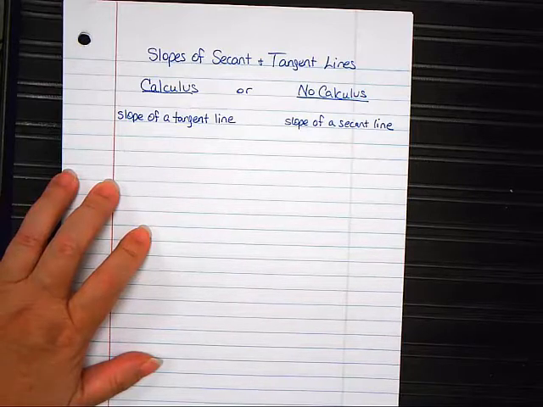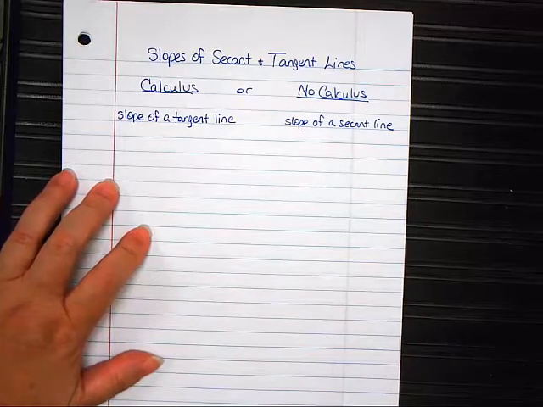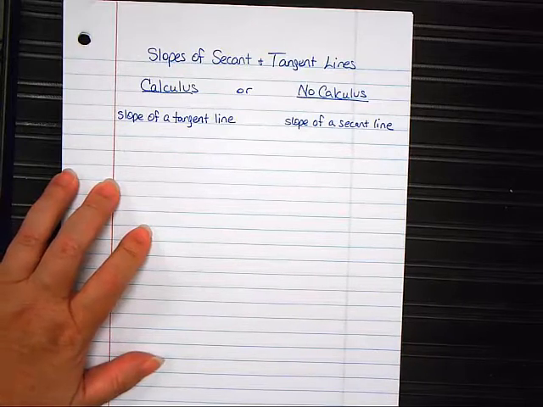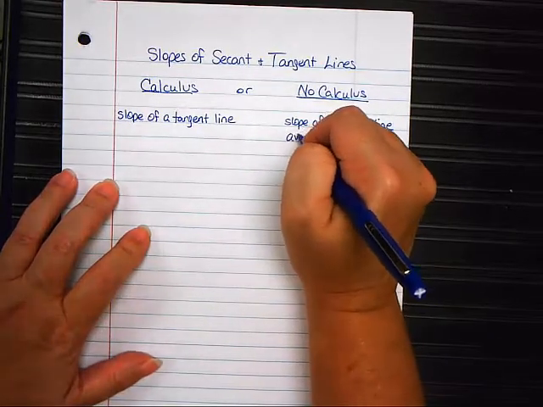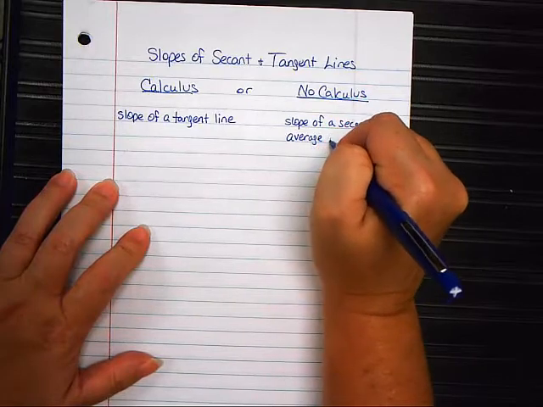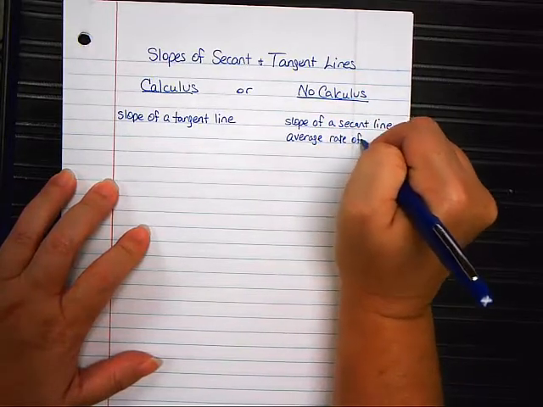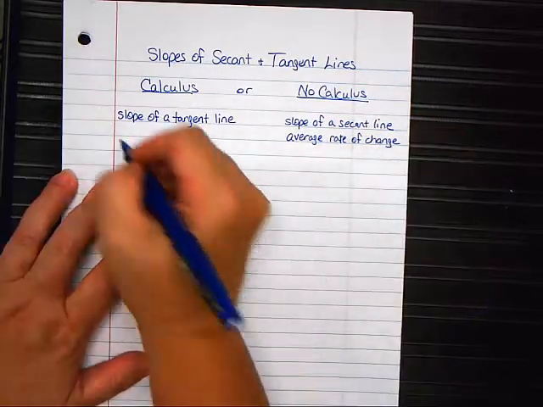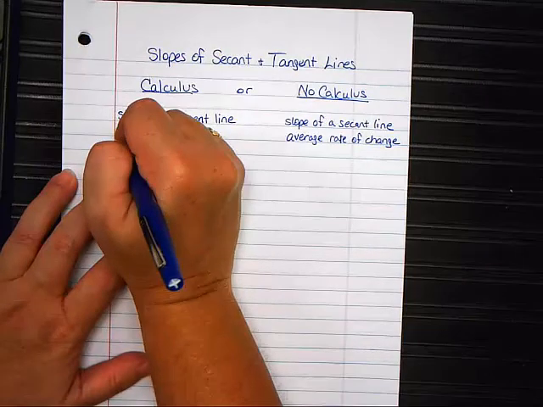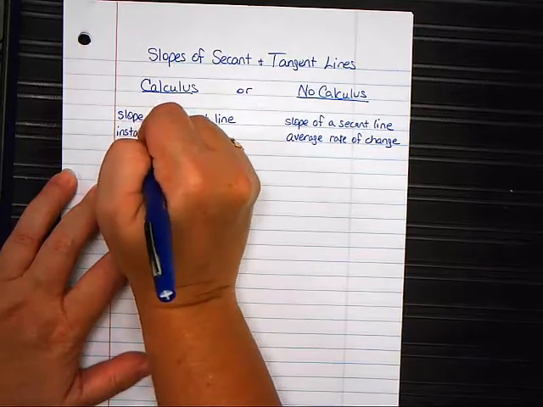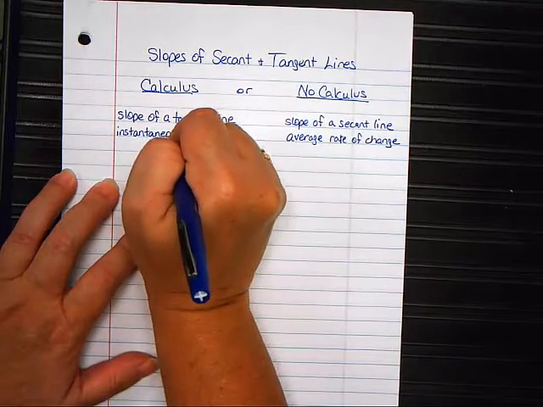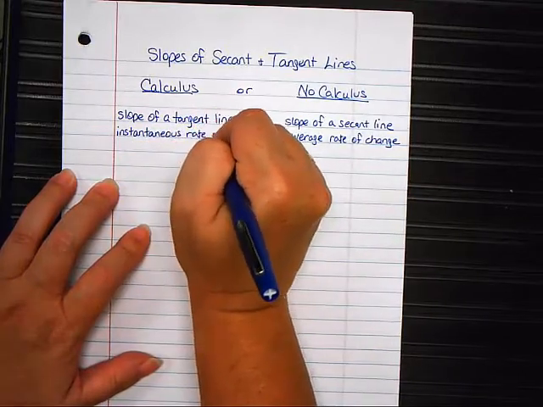Okay? The next 2 phrases I'm going to tell you we have already talked about before. Average rate of change and instantaneous rate of change. Do you think average rate of change is calculus or no calculus? No calculus. That is no calculus. So put average rate of change right here under no calculus. And then under calculus, we're going to put instantaneous rate of change, because we have talked about those before.